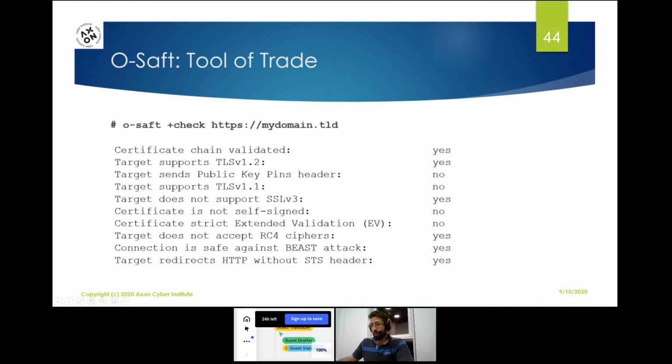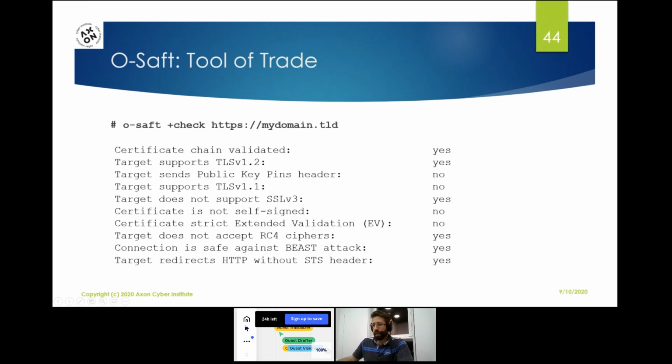Does it support version 1.1? No, which means this is good, because 1.1 is outdated. Does not support SSL version 3. Yes, this is something good. Certificate is not self-signed. No. And then we have certificate strict extended validation.